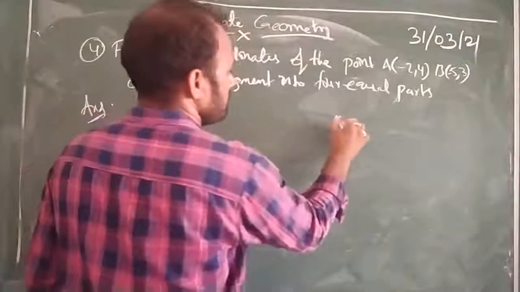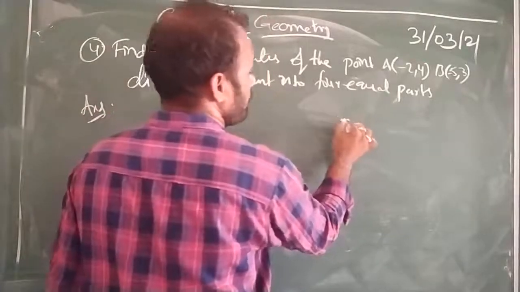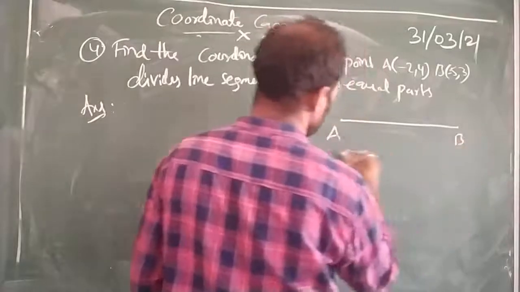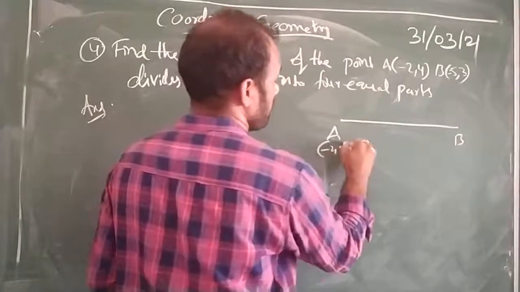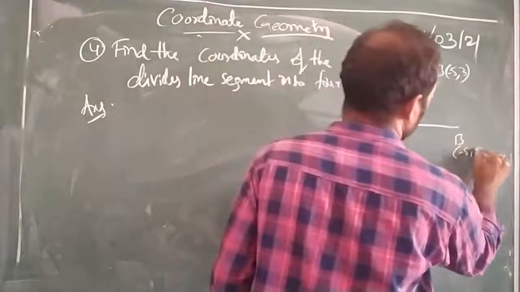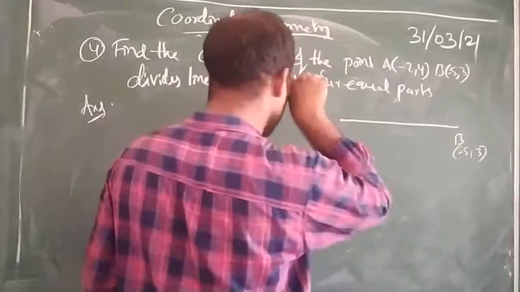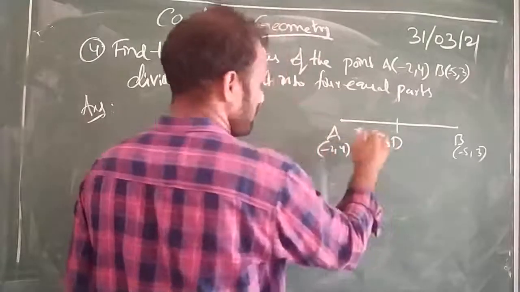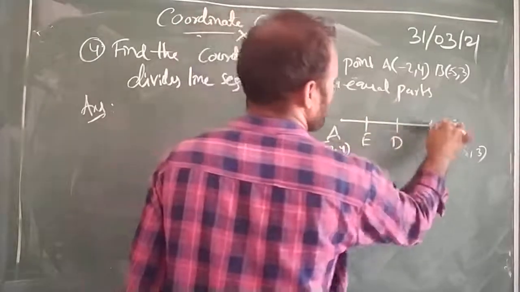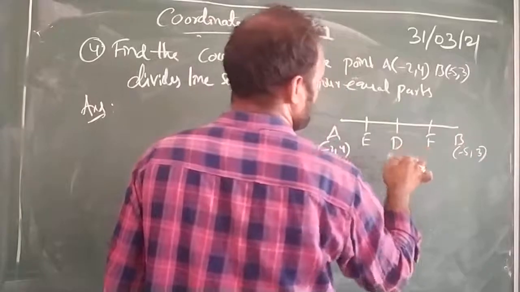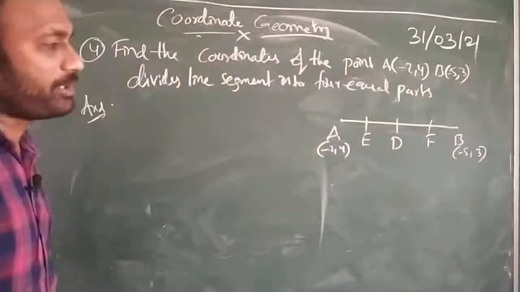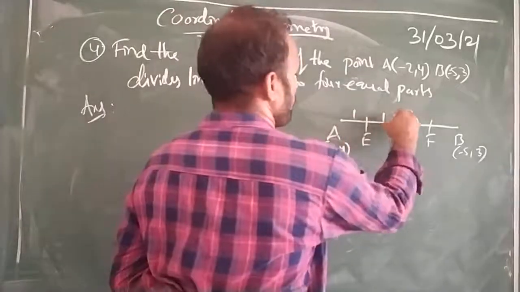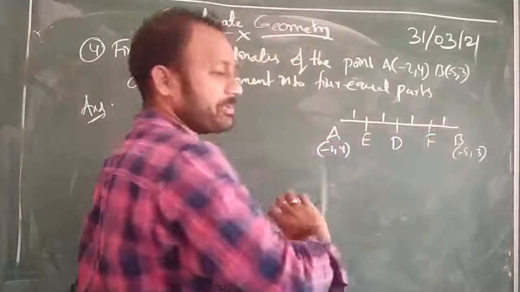So here we have to make 4 equal parts for the line segment AB. A is (-2, 4), this is B (-5, 3). So first the middle D, so 2 parts here, E here, F here. So how to get these points D, E, F? Here one part, 4 equal parts I made.